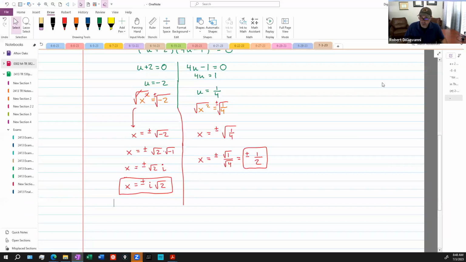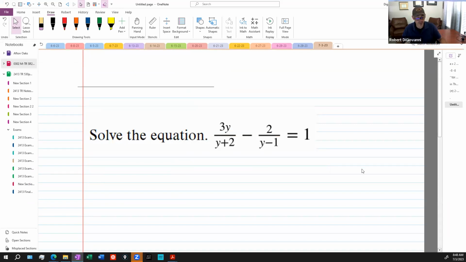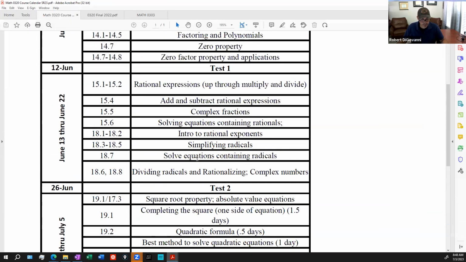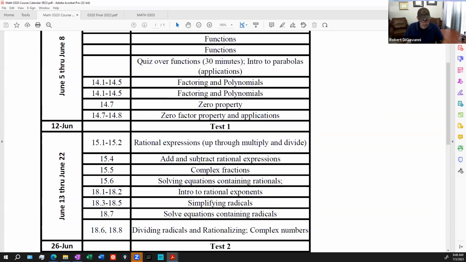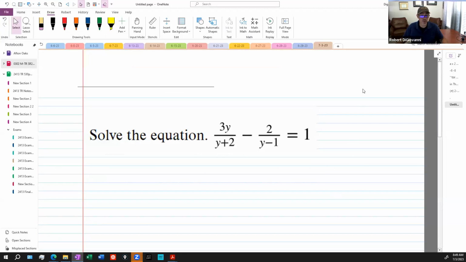All right, so this problem is gonna look different. If you go back and look in our notes, we actually did something like this already. It's way back here. This had to do with solving equations containing rationals, where you have fractions involved, where your variable could appear on the top or bottom. We did this back in 15.6, but all the problems we did in 15.6, we never got a quadratic ever. So now this problem, we're gonna wind up having to solve a quadratic at some point.